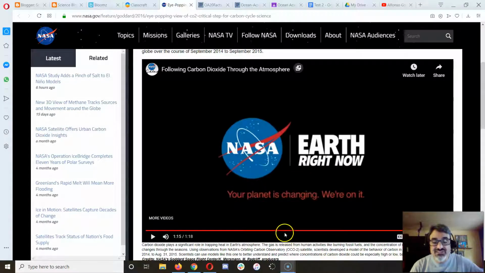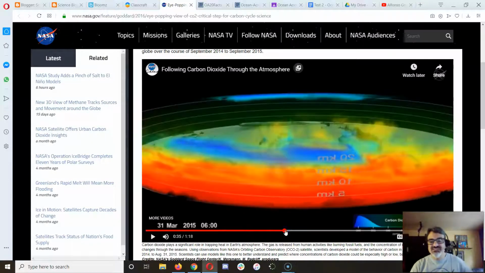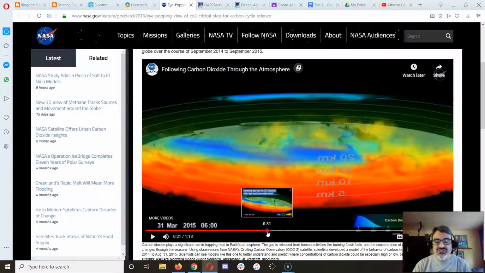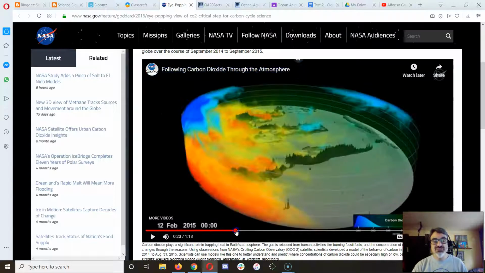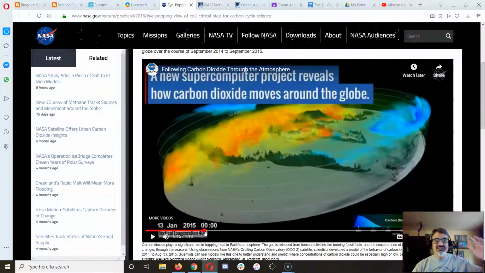And what you're looking at there is a very complex system. But the important thing to note is that the blues are low carbon, and as you get into the oranges and the reds, there's a lot of carbon. And what happens is, when you've got a lot of sun, like during the summer, especially in the northern hemisphere where there is a lot more land than in the southern hemisphere, as you can see here, well, we have a lot more trees then.